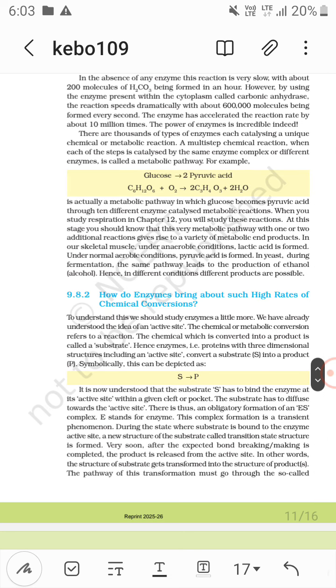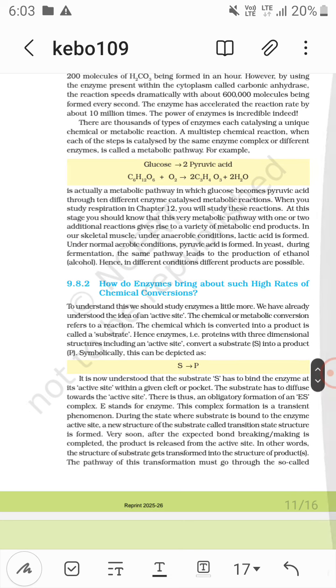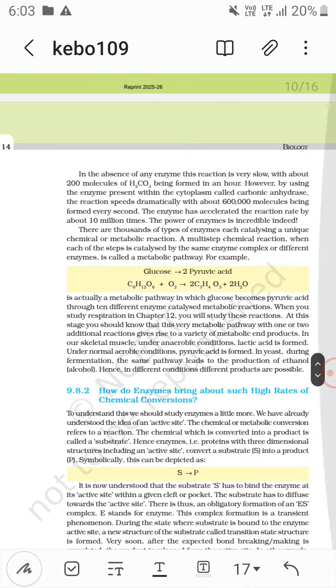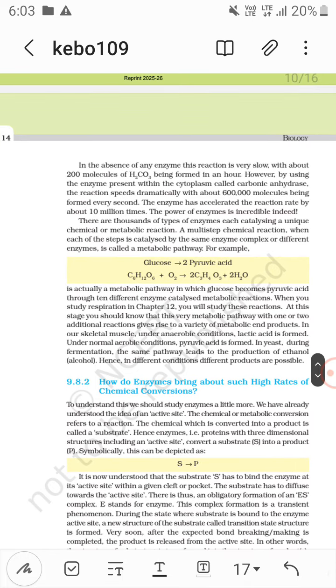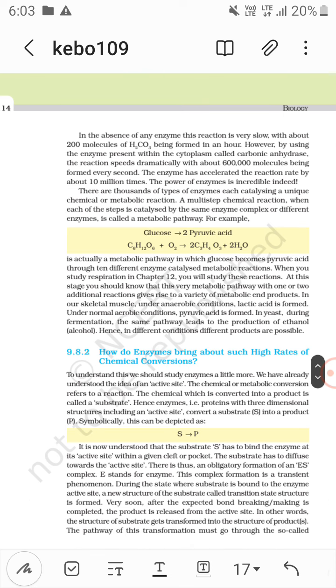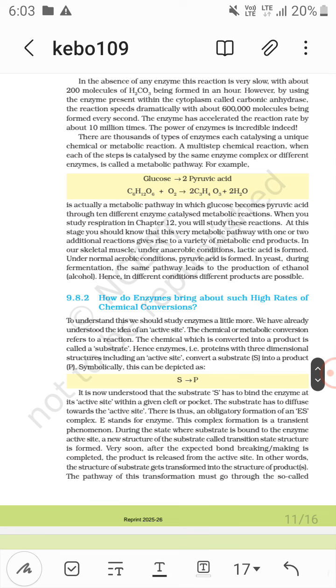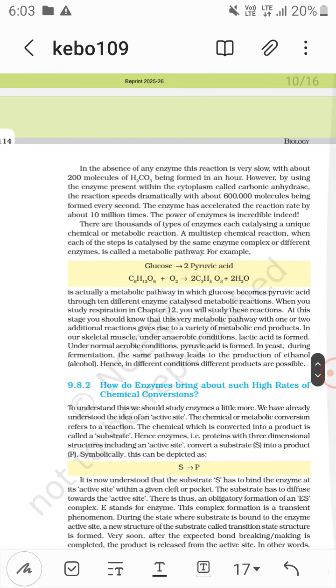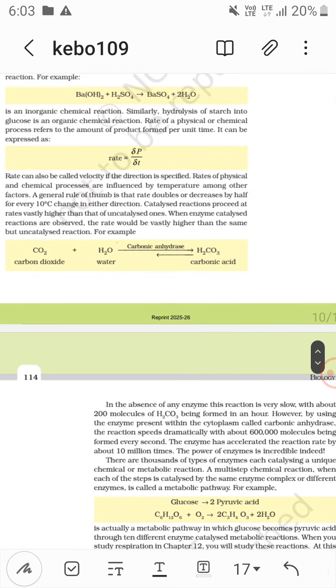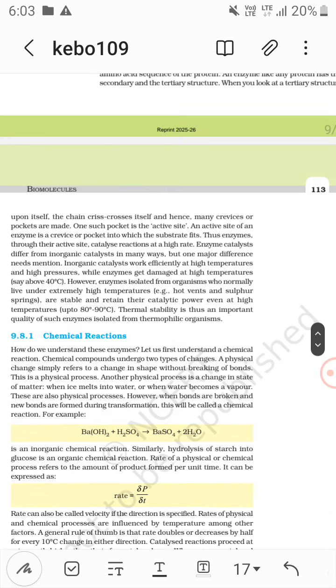How do enzymes bring about such high rates of chemical conversion? As I told you, glucose converts into 2 pyruvic acid, where 10 intermediates are formed and 10 different enzymes are involved. Another example is carbon dioxide plus water, CO2 and H2O, which form carbonic acid, that is H2CO3, with the enzyme carbonic anhydrase. These are the chemical reactions.